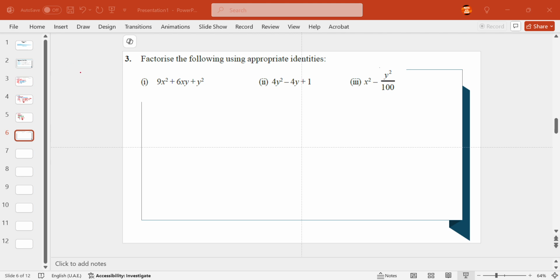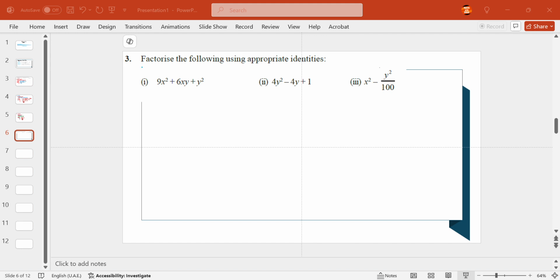a square plus 2ab plus b square. So this is the identity of (a plus b) whole square, right? So now let us use this. Let us equate a square is equal to 9x square, that is equal to (3x) whole square. So what is a here? So a is equal to 3x.